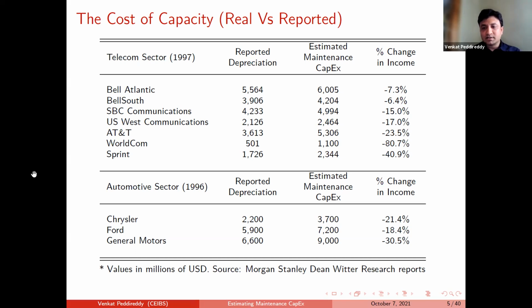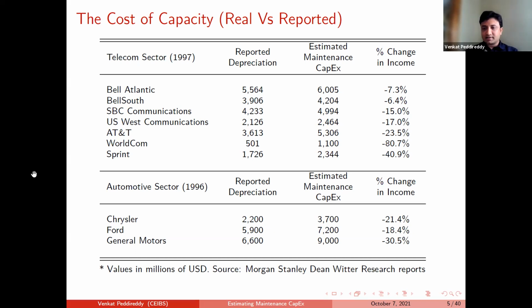What they found is the difference can cause a change in earnings to the extent of from -7% to almost -80%. The 80% is WorldCom, which is an aberration. We all know what WorldCom has gone through during that time. But generally, it's about -7% to -40% for the telecom industry.